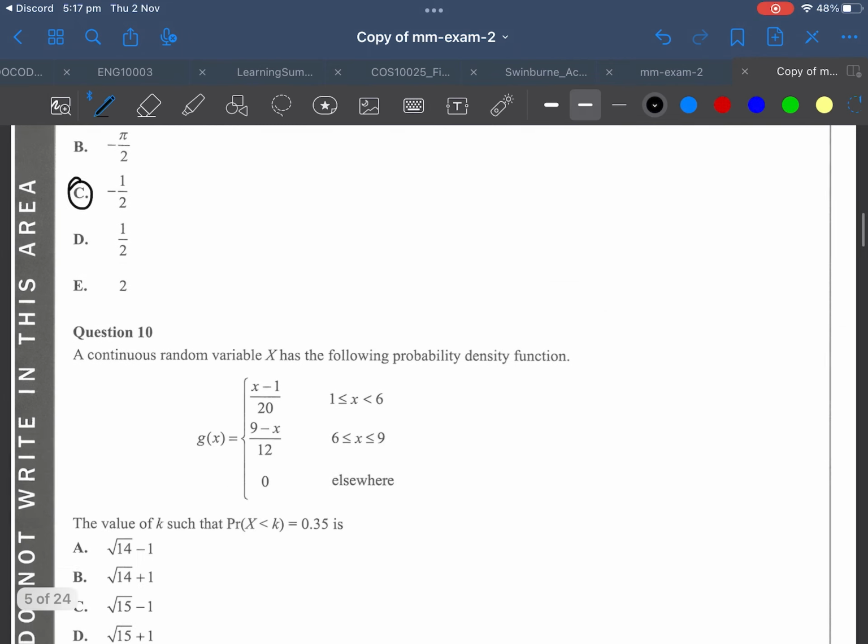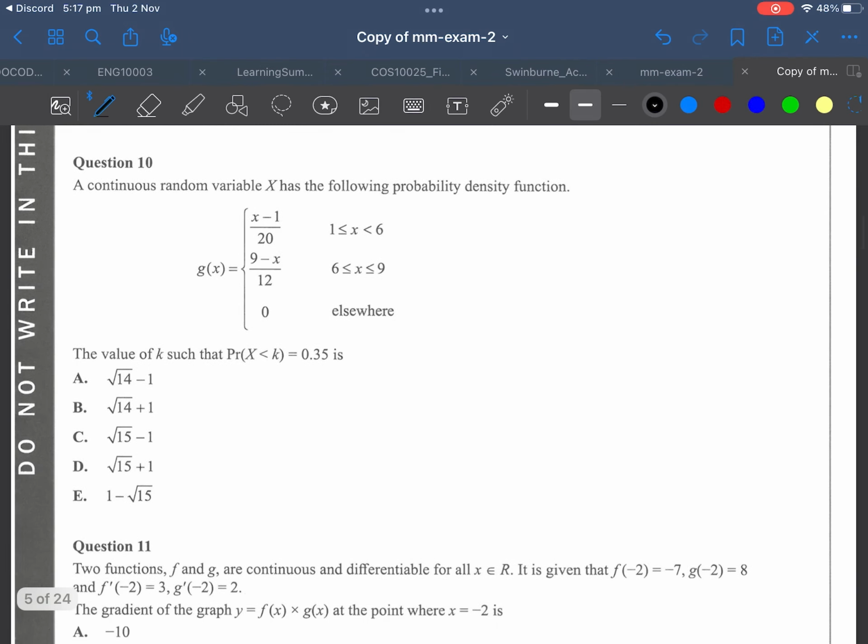And now let's move on to question number 10. A continuous random variable x has the following probability density function.